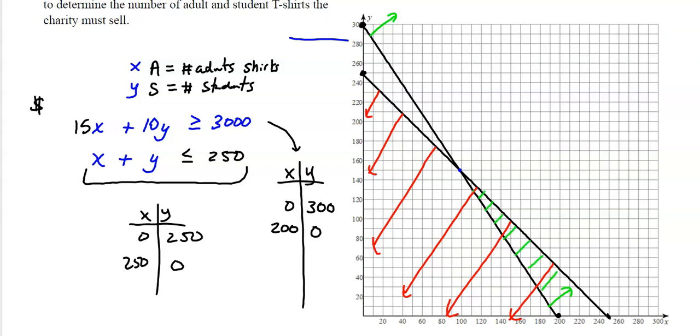So I guess it kind of looks like if I'm going to meet my goal, this is kind of the region where I need to be. That's kind of my adult and student. I got to be somewhere within there. And it looks like I'll make the 3,000, but I'll keep it under 250. So any ordered pair in there should definitely do the trick for me.